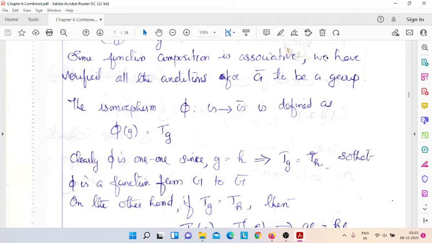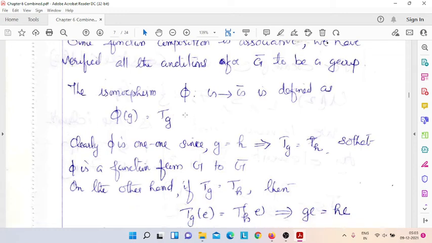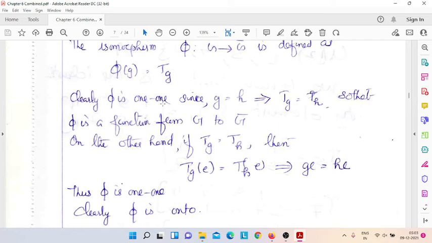For that, we define a function phi from G to G bar, defined as phi of g equal to tg, because tg are the functions available. So in this group, functions of the kind tg, which were defined in the previous steps, are there, and each function is related to one member of G. We define this new function phi of g equal to tg. And clearly phi is one-to-one, because whenever g equals h, then tg must be equal to th.